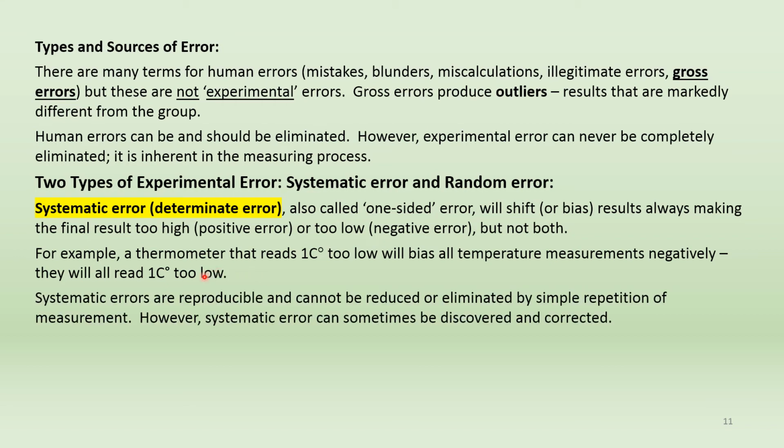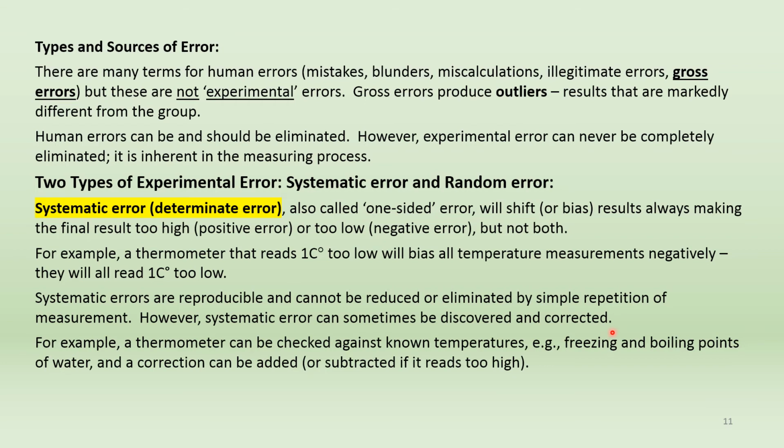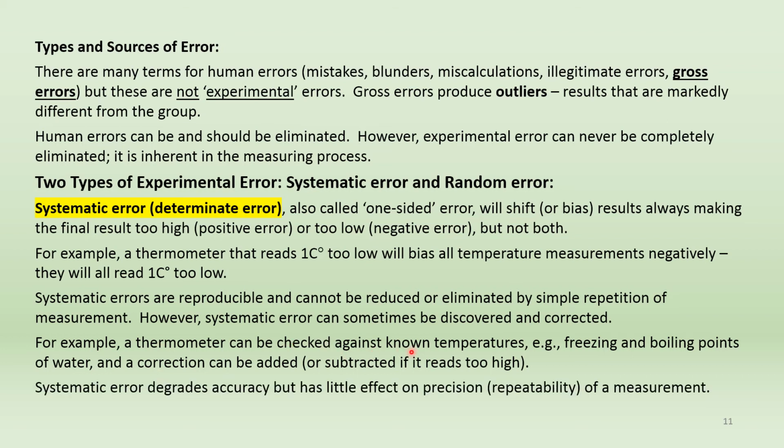Now, systematic errors are reproducible, and they cannot be reduced or eliminated by simple repetition of measurement. However, systematic errors can sometimes be discovered and corrected. For example, a thermometer can be checked against known temperatures, such as the freezing point and the boiling point of water, and a correction can be added or subtracted if it reads too high. Systematic error degrades accuracy, but it has little effect upon precision or repeatability of a measurement. In fact, highly accurate measurements have small determinate error.